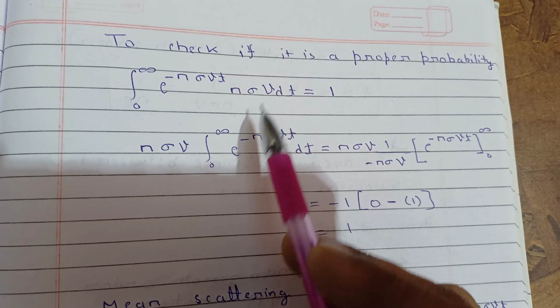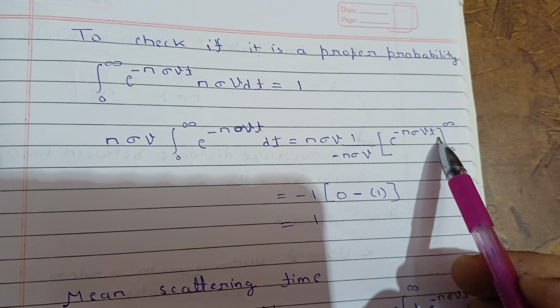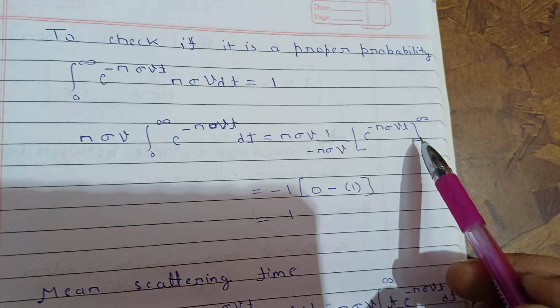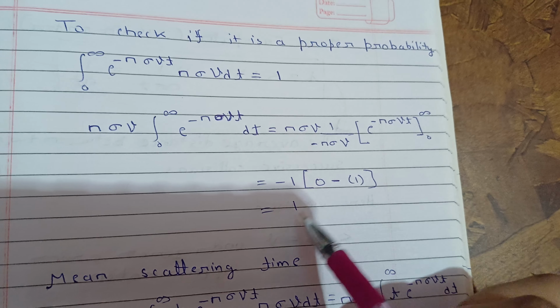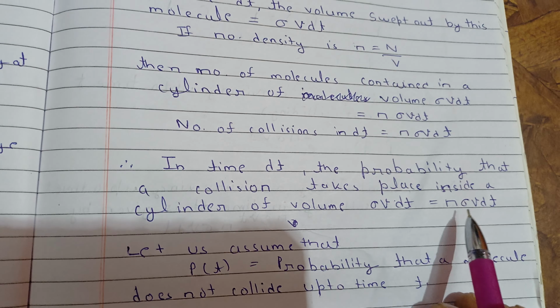Here n sigma v is constant. It will give you exponential of minus n sigma vt dt. So integrate this. It will be exponential of minus n sigma vt divided by minus n sigma v. Now this will give you minus 1, and putting infinity will give you 0. Minus 0 will give you 1. So it will be minus times minus, plus 1. So this is your perfect probability function because this came out to be 1. Now we are sure that this is your probability.